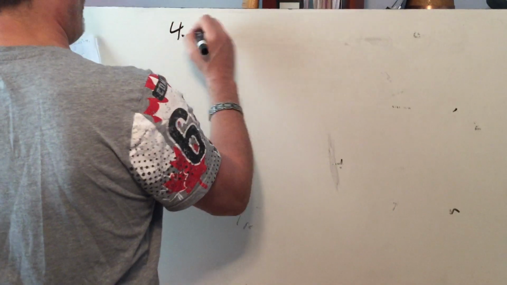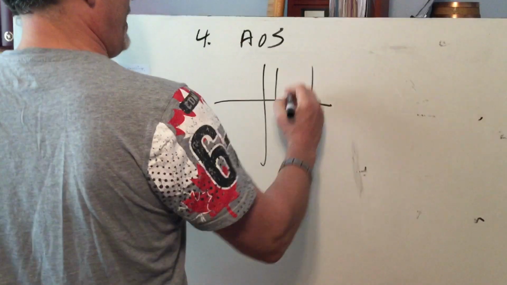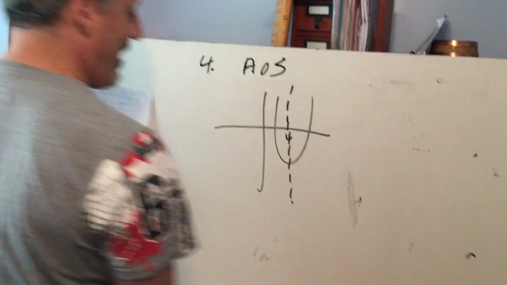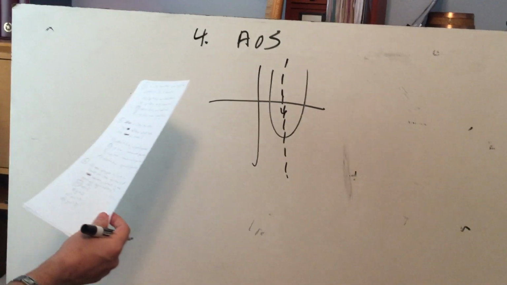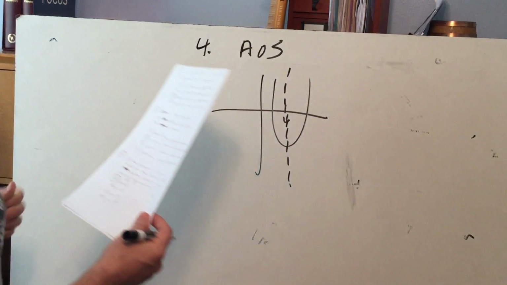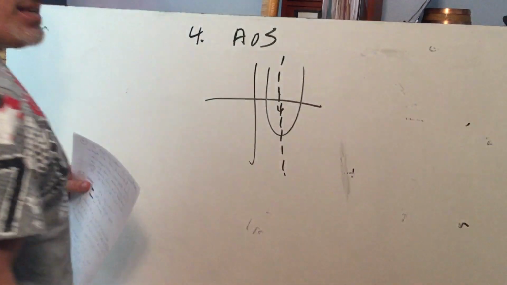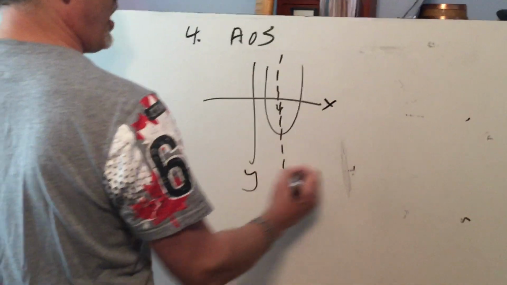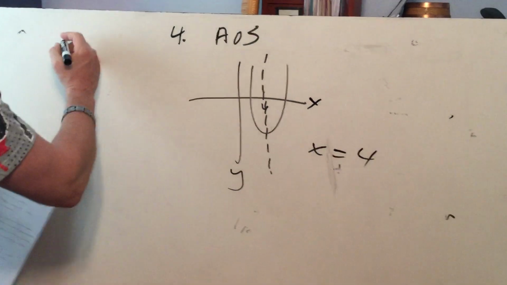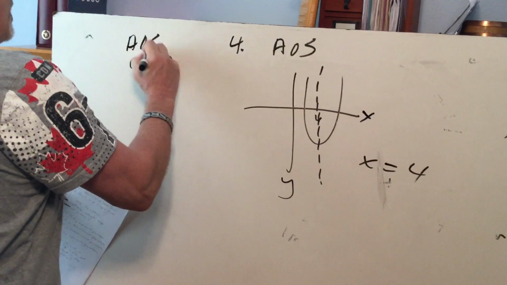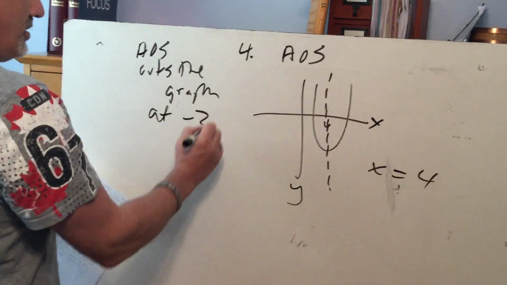All right, number 4. Axis of symmetry. What does the axis of symmetry do? It cuts the graph in half. So, if I tell you the graph is cut here on 4, and I ask what is the axis of symmetry, you would say it's x equals 4. But if I tell you in words that the axis of symmetry cuts the graph at -3.